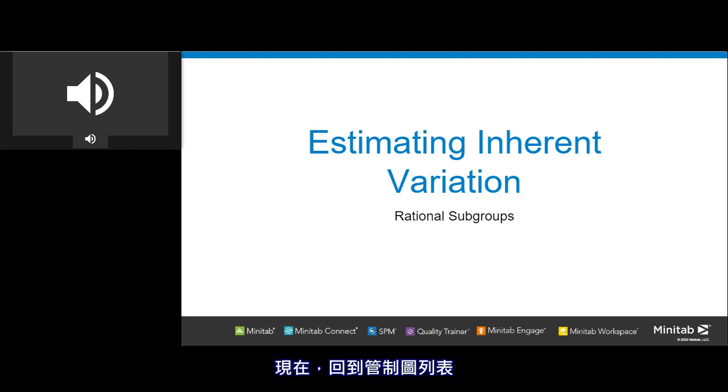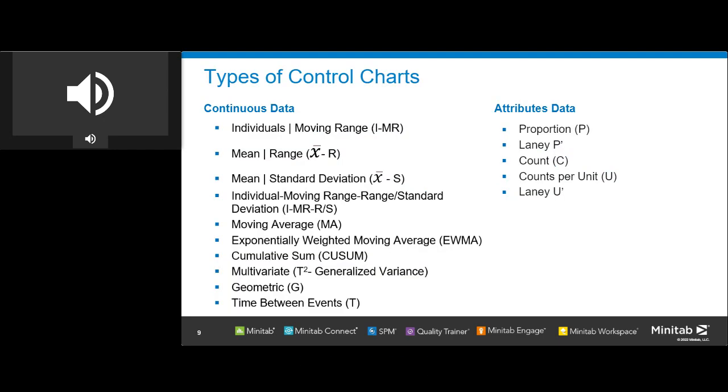Now, if I go back to my control chart list, the individuals chart is just the I chart where I'm assuming a subgroup size of 1, where I'm really not sure, and it just depends on the process, where I just take a single observation every time I sample, and that's fine. That's very common, I tend to see that more often than not.